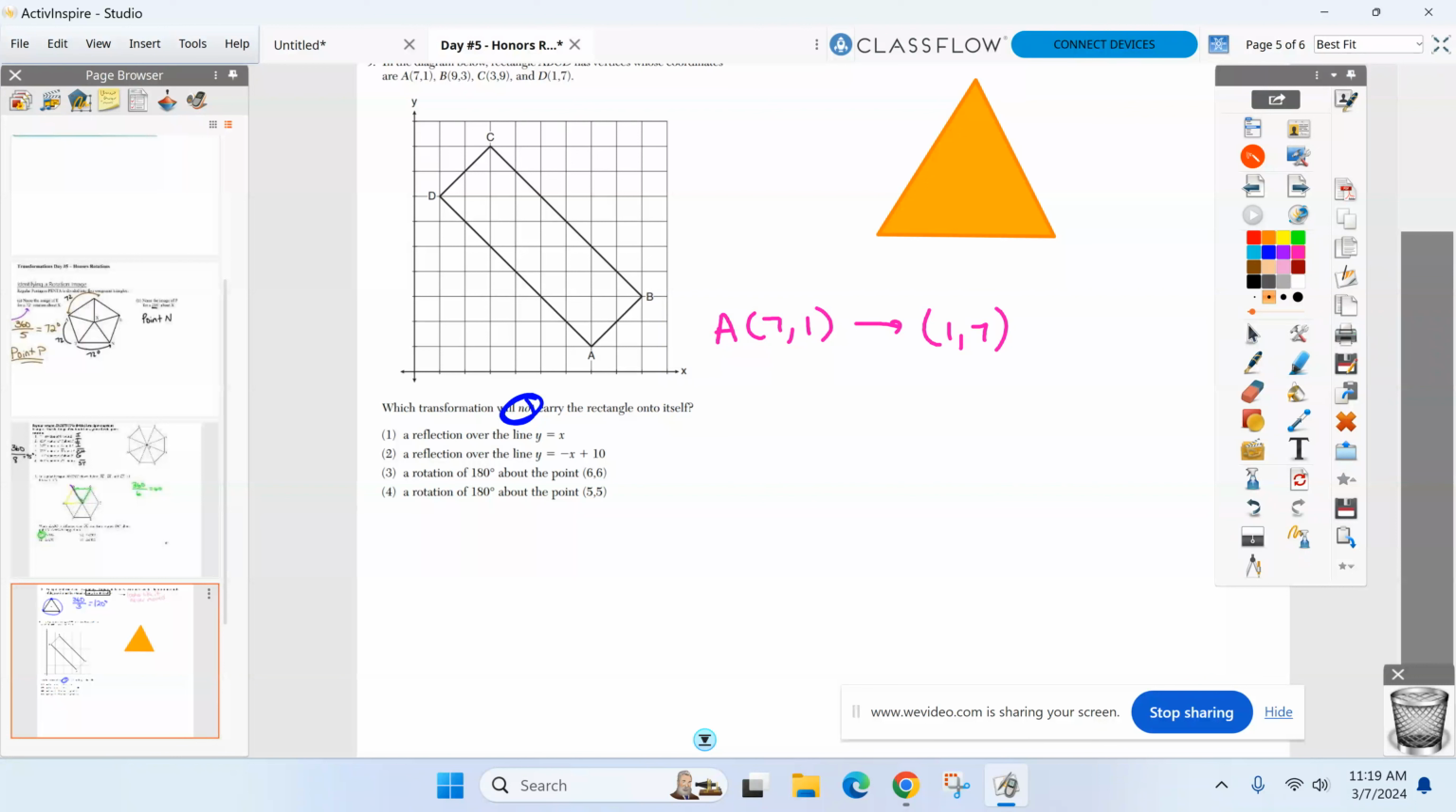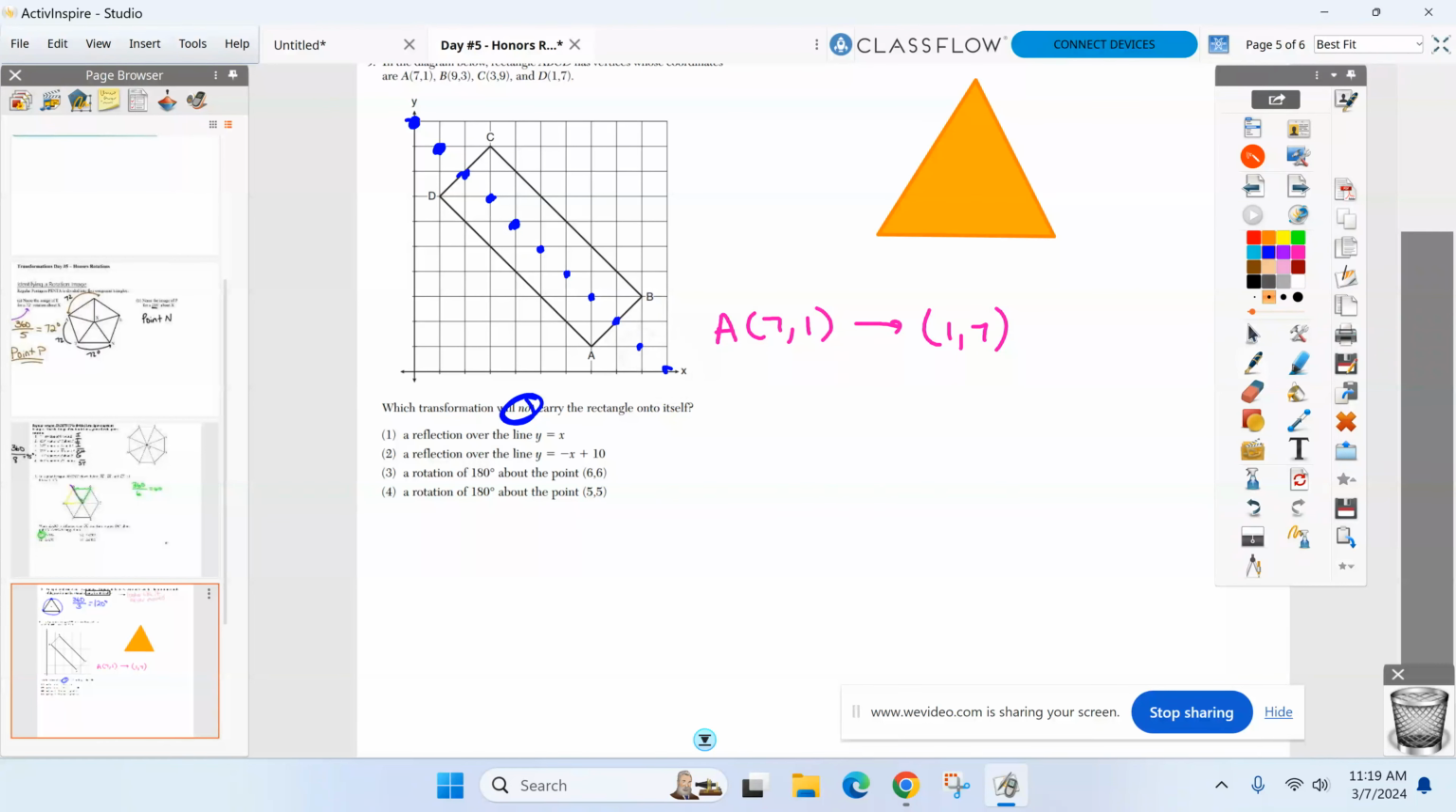Yeah, it's point D. So A would move to D, D would move to A, B would move to C, C would move to B. Is this going to be a different rectangle? Nope, same one. So that would carry it onto itself. Good so far? All right, how about choice two? Reflect it over y equals negative x plus 10. Can we get an idea of what that looks like? What's your y-intercept? 10. Slope of? What's my slope for this line? Negative 1, so down 1 over 1. Everyone seeing this line that's starting to form here? Down 1 over 1. Here's your line of reflection.